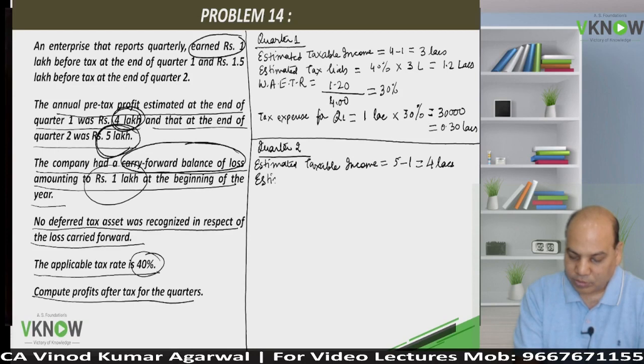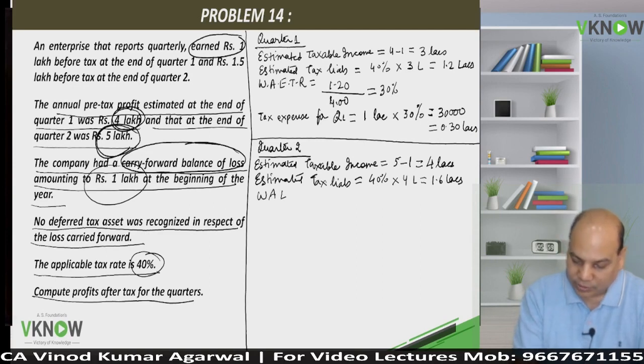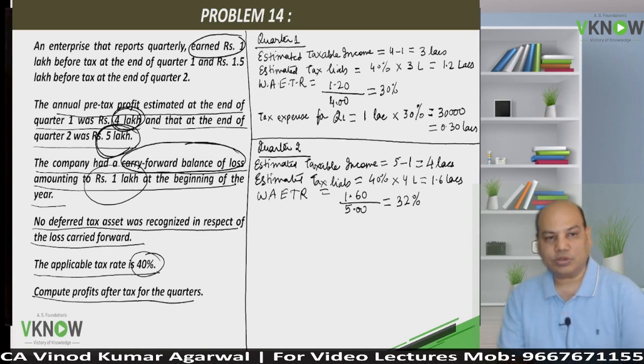And therefore my estimated tax liability will be 40% into 4 lakhs, which will be 1.6 lakh. And my weighted average effective annual tax rate at the end of quarter 2 will be 1.60 lakh divided by 5 lakh normal income. That comes to 32%.